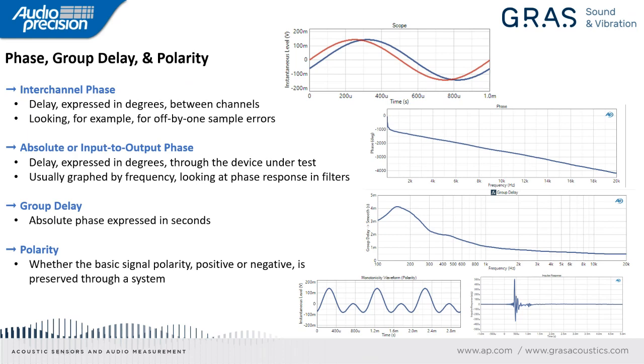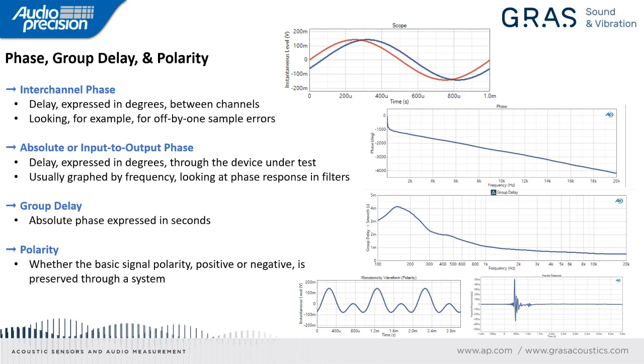Absolute or input to output phase is the delay expressed in degrees between the signal at the input of a system to the signal at the output of the system. And any filter, which is what a loudspeaker ultimately is, is going to have some input to output delay. And so that can be expressed as absolute phase or input to output phase. And this is a big property of any kind of filter that you'll look at.